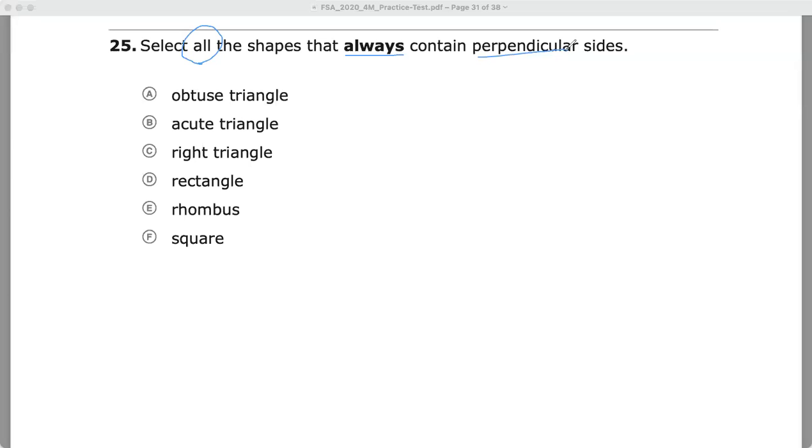So always doesn't mean some of the time, it means always. And perpendicular is a 90-degree angle, like the corner, that's 90 degrees. So an obtuse triangle. Obtuse is an angle that is greater than 90 degrees. It's wider than 90 degrees.